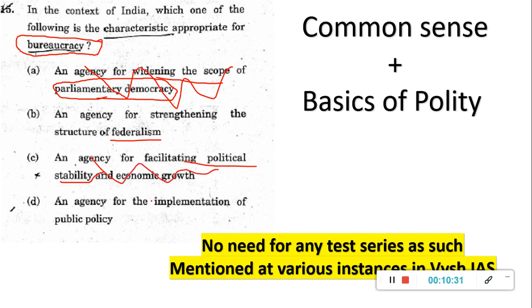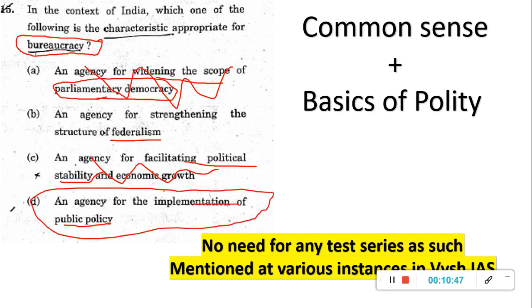Now the last one, an agency for implementation of public policy. This everyone will know. If you are preparing for UPSC, you know that you are going to implement the public policies. Yesterday also I told you about the MP Local Area Development fund and all, it will come from the MPs, then the collector or the district, they will take it and implement it. So agency for implementation of public policy, this is what a bureaucrat is going to do. So this is a basic commonsensical question.